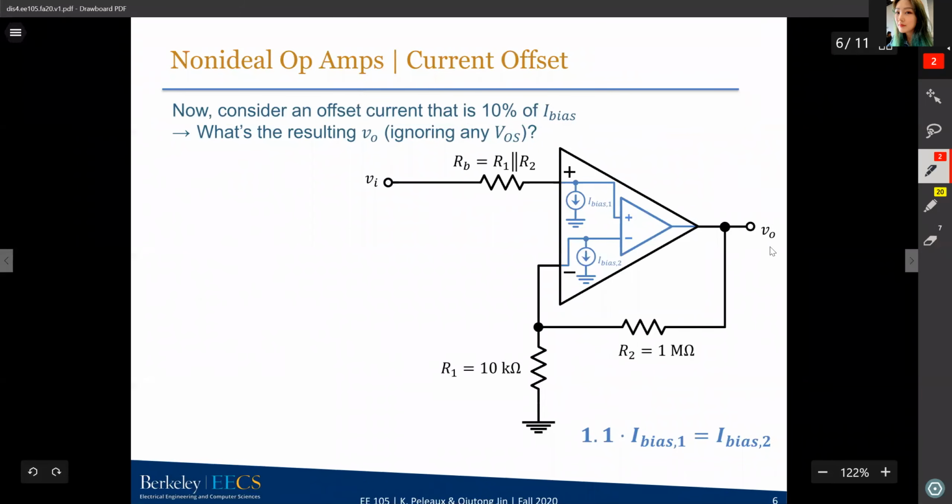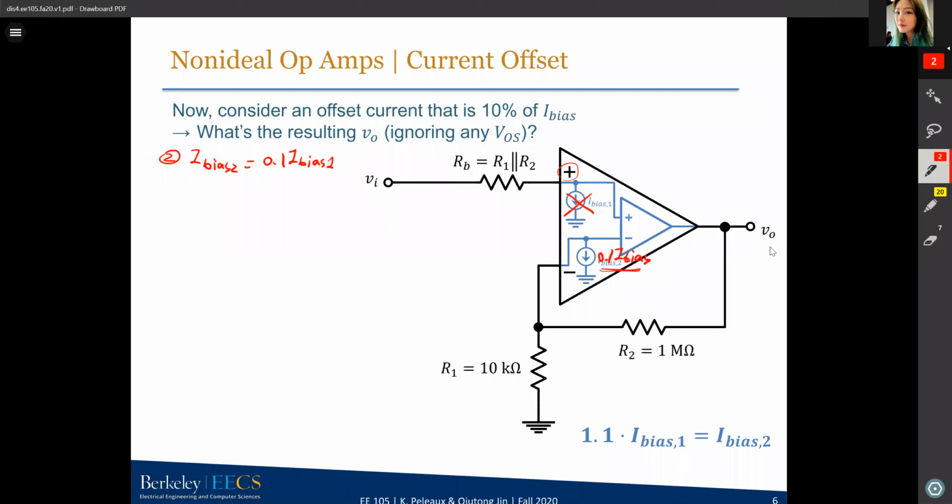And the second case of the superposition is we will have I bias 2 equal to 0.1 I bias 1. So we will have 0.1 I bias 1 here in the second case. And there will be no I bias 1 because we included the current source in the plus terminal in the first case. So in the second case, there will be no current source in the plus terminal. So that's all we have. We just have a 0.1 I bias current source in the negative terminal. What's the corresponding V out we could get?